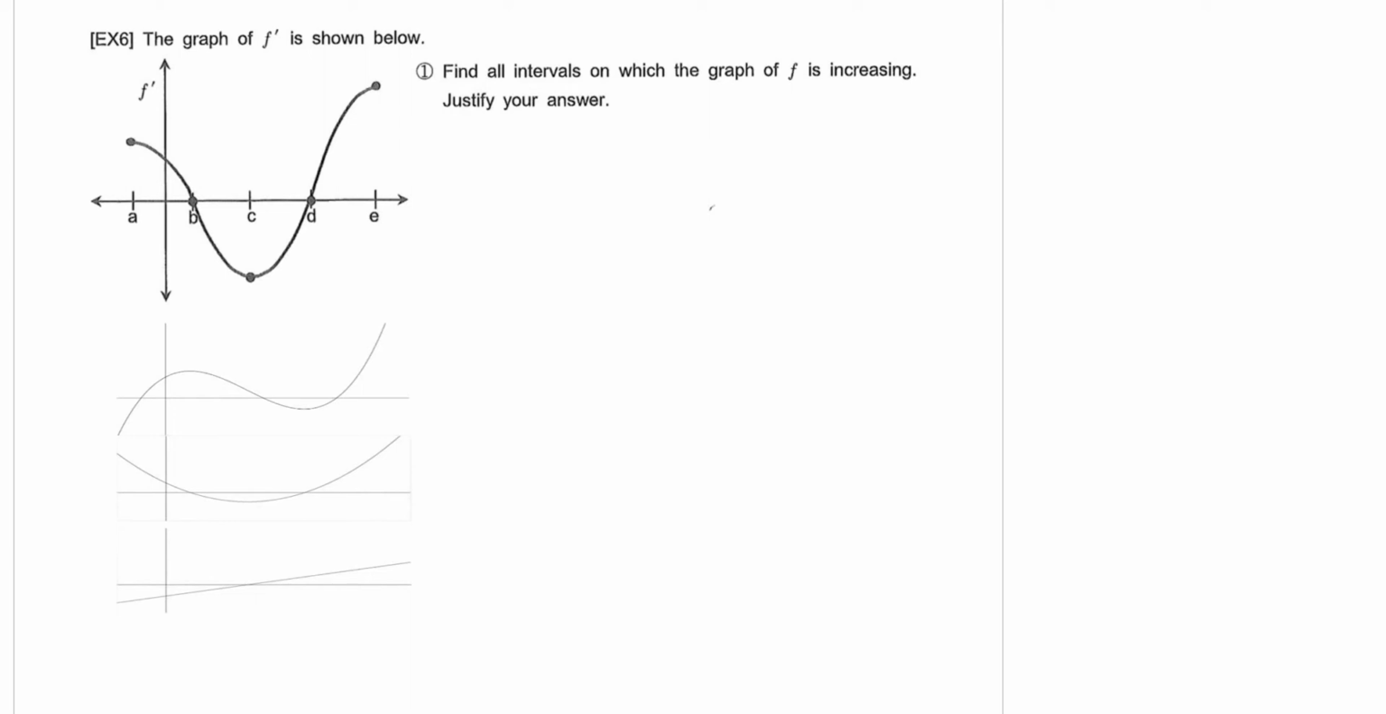I'm now moving on to page 210. And for page 210, example number 6, I'm given the graph of f prime of x below. So this is the graph of the derivative. And I need to find all intervals where the original graph, f of x, would be increasing. Increasing means where does it have a positive slope? And I need to justify my answer.